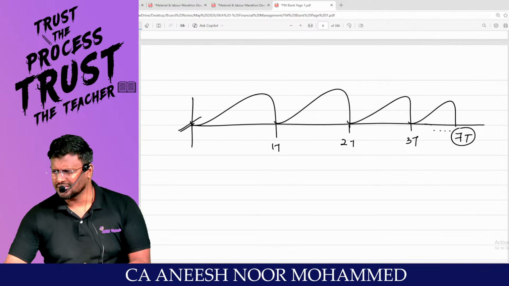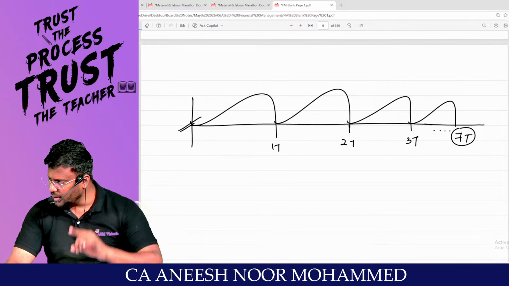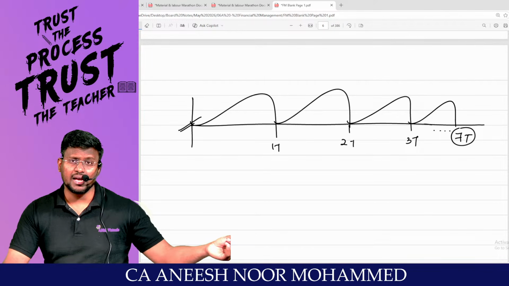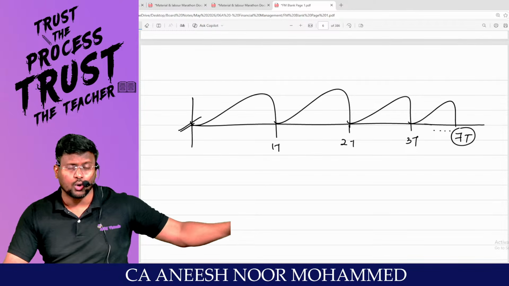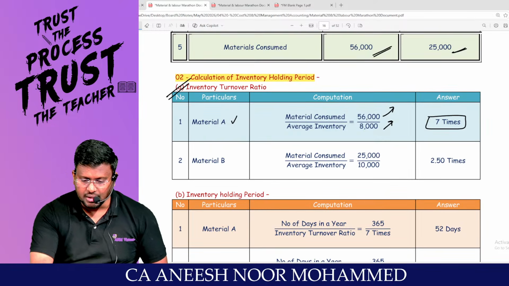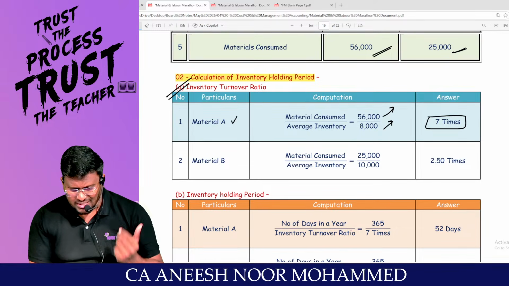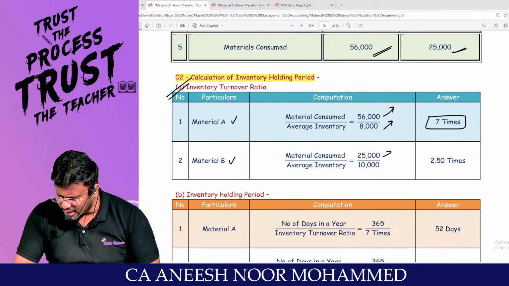Good. Because I am not purchasing raw material to keep it in the stores. Raw material should move from stores to the work area, be converted into finished goods, moved into the godown, and from the godown sold to the debtor. That's what the working capital cycle is all about. Am I right? Whereas with material B, material consumed is only 25,000.